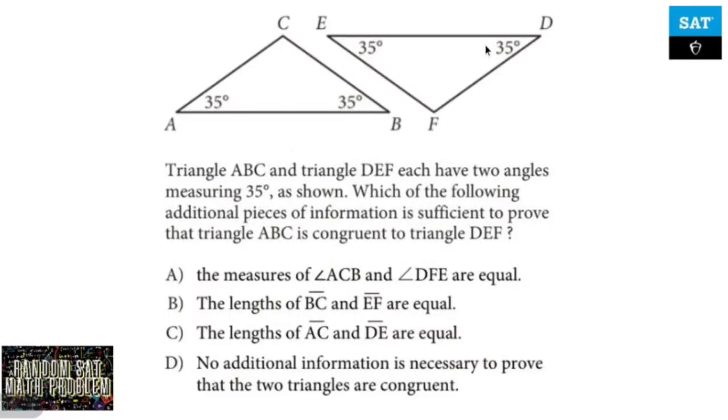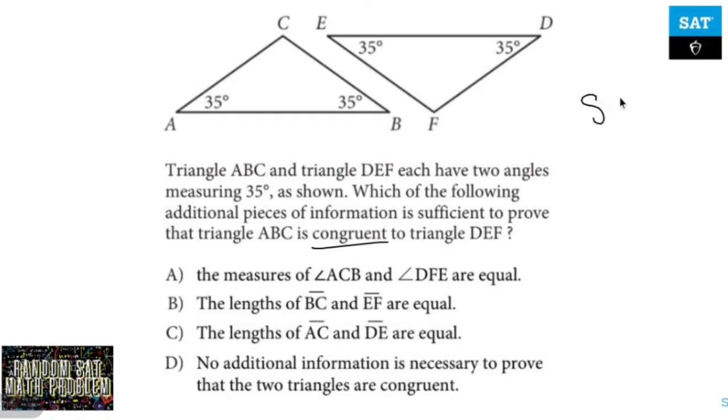Triangle ABC and triangle DEF each have two angles measuring 35 and 35. Which of the following additional pieces of information is sufficient to prove that triangle ABC is congruent to triangle DEF? So there's four congruency theorems that don't have to do with right triangles, and this is not a right triangle.